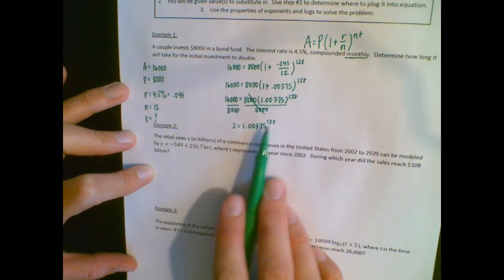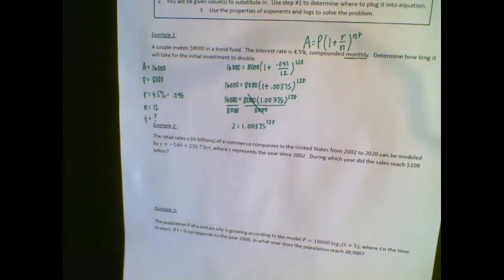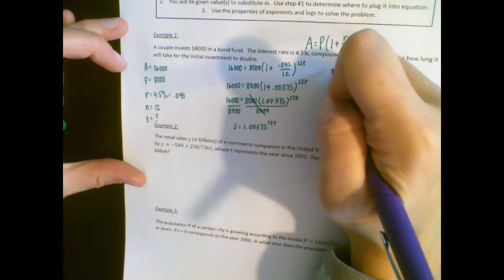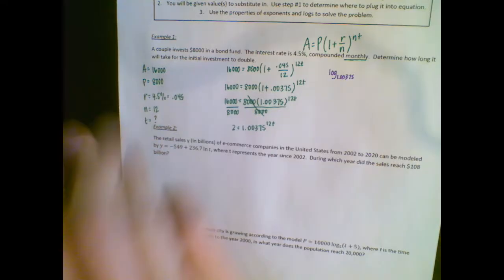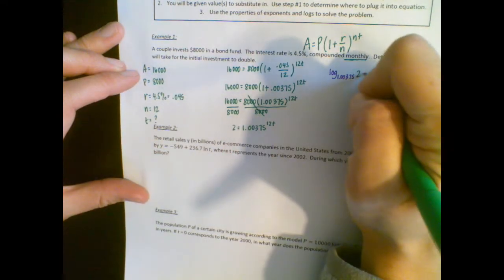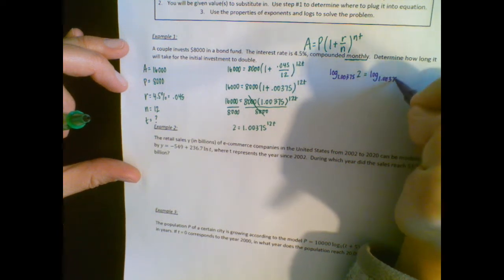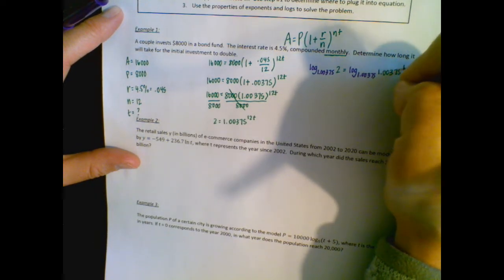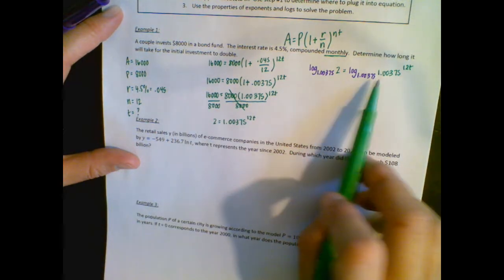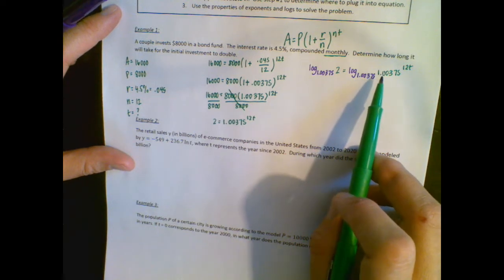So basically what I need to do is I need to get that exponent down. So I have to undo that base of 1.00375, which means that I'm going to take the log base 1.00375 on both sides. So what this is going to look like is I'm going to have log base 1.00375 of the left-hand side, which is 2, equal to, over here on the right-hand side, log base 1.00375 of 1.00375 raised to the 12t power. And here's our inverse property that's going on here. This is just 1. Log base 1.00375 of 1.00375 is just 1.